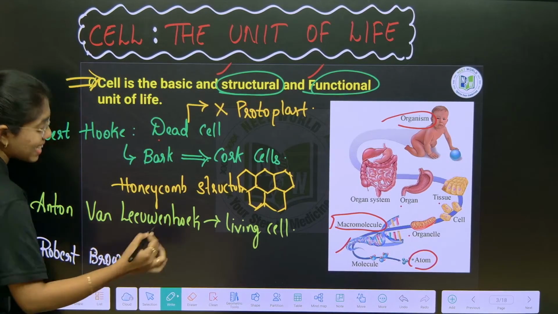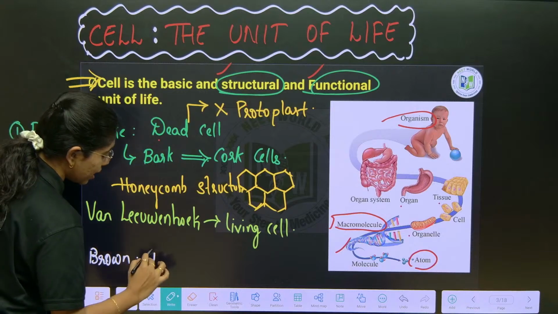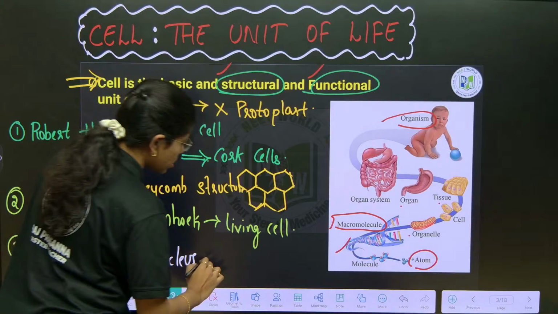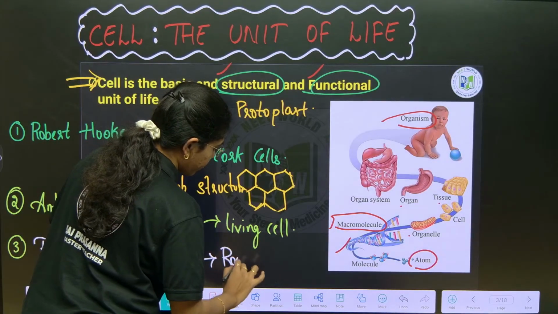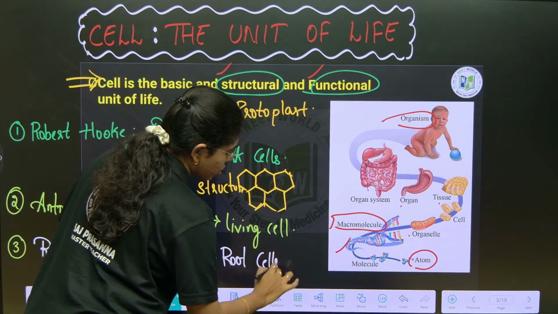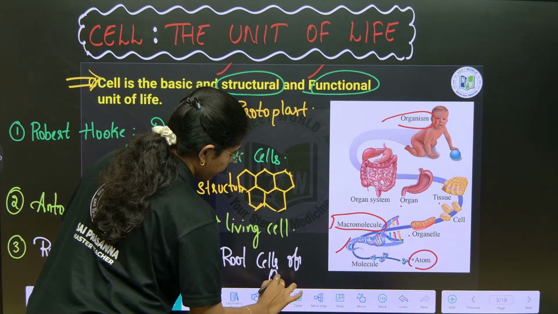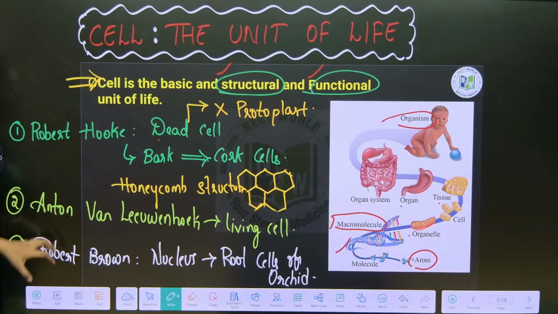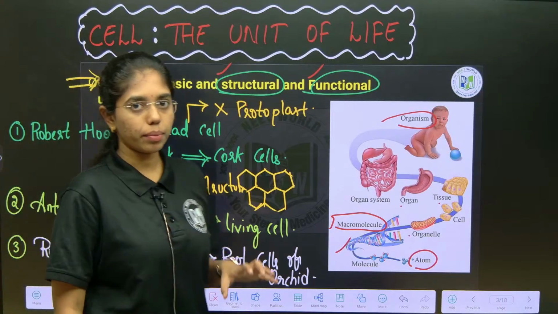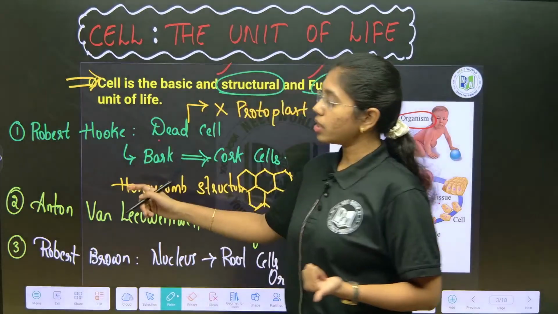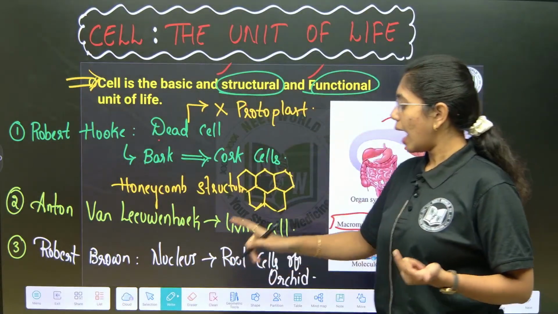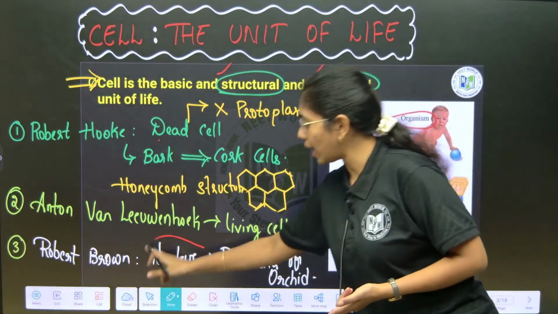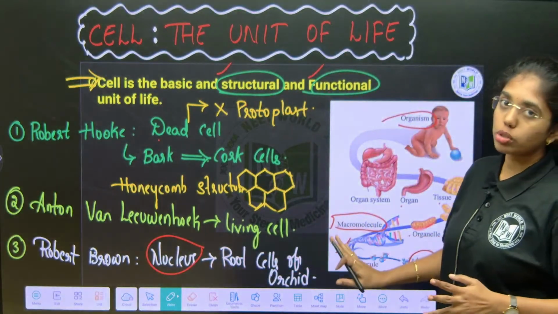Robert Brown has identified the nucleus in which cells? In the root cells of orchid. Fine, right? So, these are the primary discoveries that you have to remember: who identified the dead cell, who identified the living cell, and what Robert Brown discovered. Nucleus, and he discovered the nucleus from root cells of orchid.